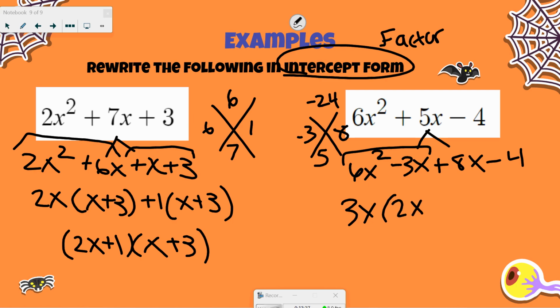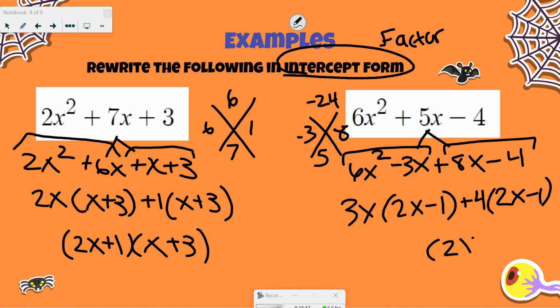And then you'll have 2x minus 1. And then what's our GCF between our last 2 values? What do you guys see? Good job, positive 4, so plus 4. And both my parenthesis terms are the same, so I know I'm doing it right. So one factor is 2x minus 1, and what is our other factor? Great job, 3x plus 4.